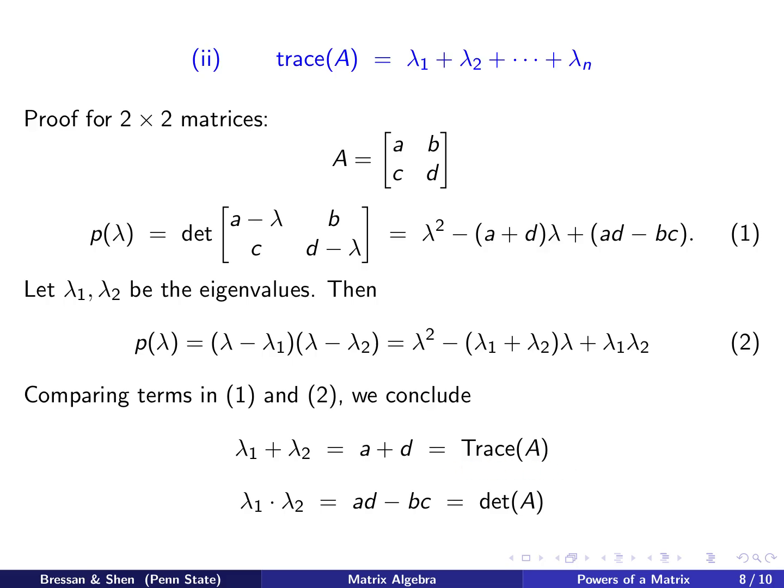Okay, so this says that the sum of the eigenvalues is the trace of A. And then the constant term here, ad minus bc, should equal lambda 1 times lambda 2, which we have here. And what is ad minus bc? Well, that's exactly the determinant of the matrix A. So here we actually also proved property number 1.